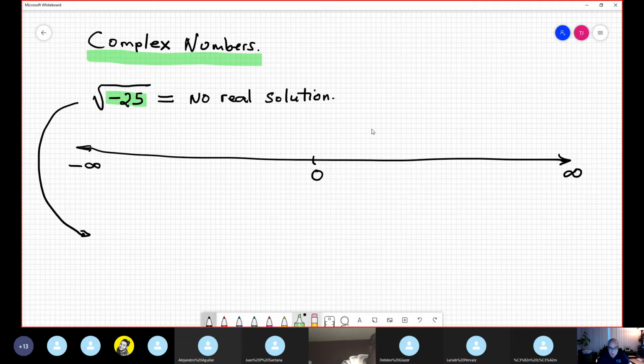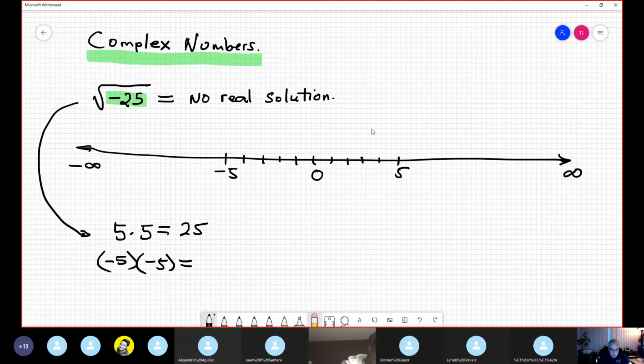So for example, a good candidate, I think, is 5. 1, 2, 3, 4, and 5. 5 doesn't work because 5 multiplied by 5 is 25, but I need negative 25. If you select negative 5, negative 5 multiplied by itself is 25 again, because I know that a double negative is positive. So the conclusion is the solution of this square root of a negative number is not inside this line, and this line represents all real numbers.